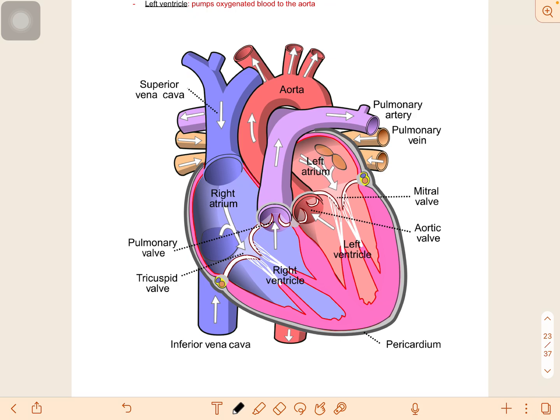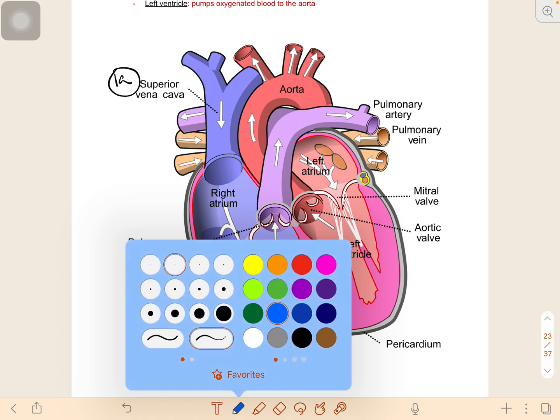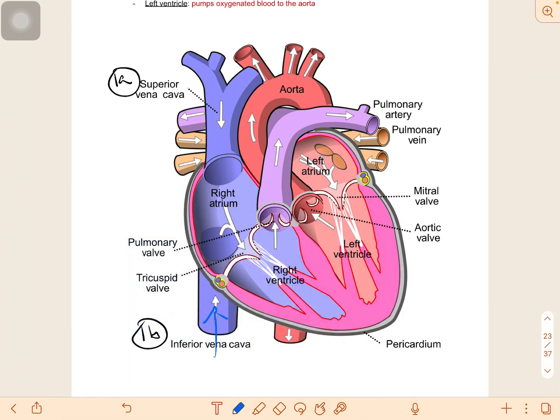So the first area we're going to talk about is the superior vena cava. And actually, I'm going to talk about the inferior vena cava at the same time. So actually, let me call that 1A, and this is 1B. First area we're going to talk about, because this is where the blood flows into the heart. All right, I'm going to draw this with a blue arrow. All right, so this goes into the superior vena cava. That is your source of blood into the heart.